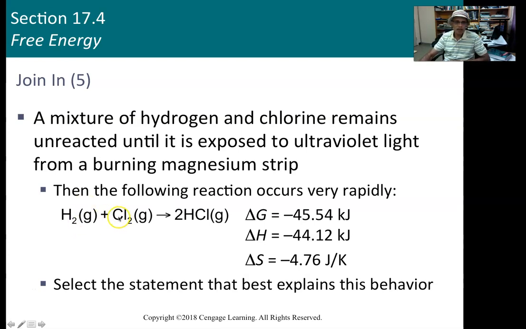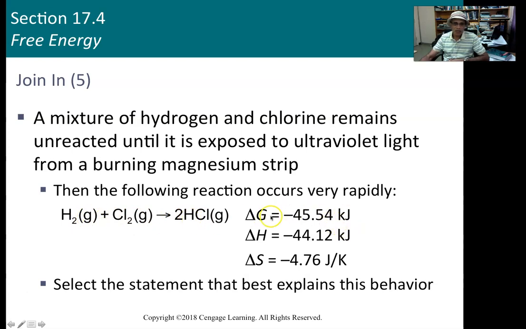Hydrogen reacting with chlorine, in the gaseous state, forms 2 hydrogen chloride, also in the gaseous state. So if you look at the number of gas molecules here, you will notice that there is 1 and 1, and there is 2. So 2 is counterbalanced by 2. In other words, you really cannot tell whether there is an increase in entropy or decrease. It looks like it is counterbalancing in these two.